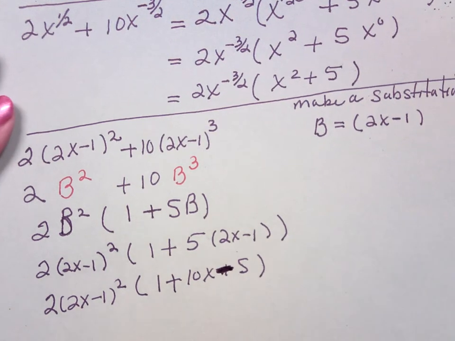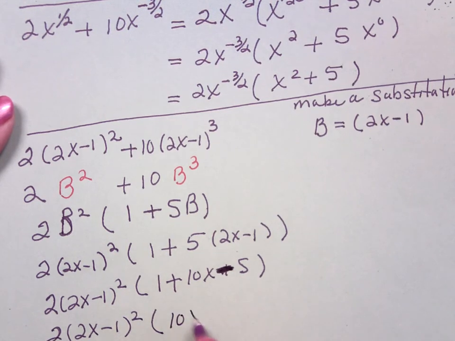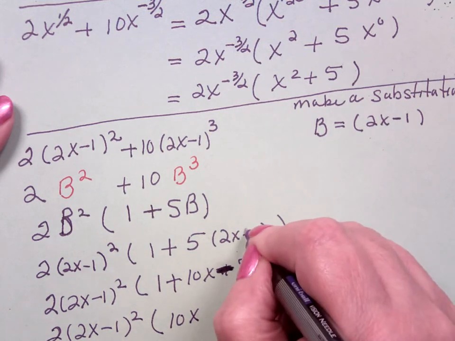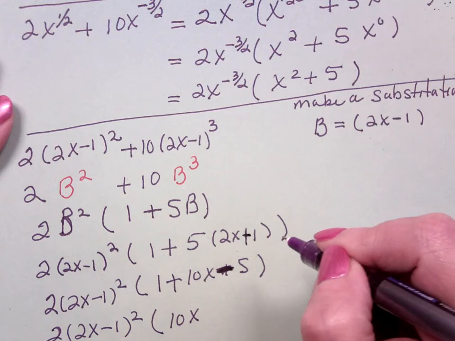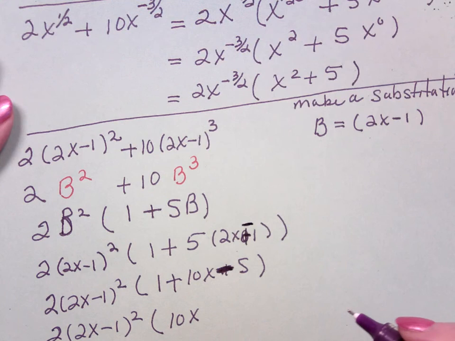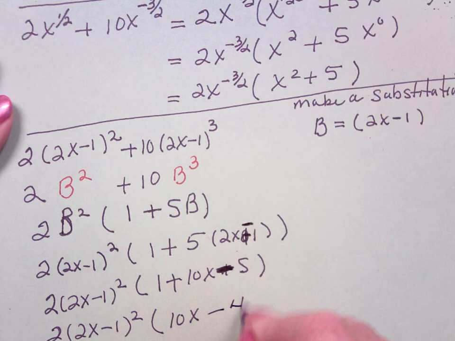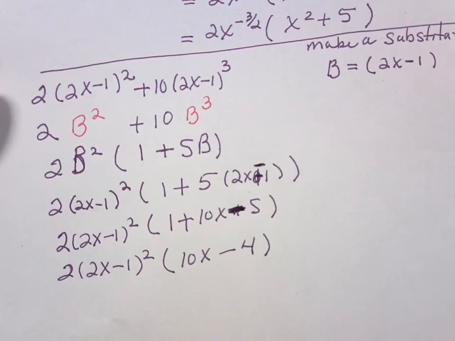Now combine like terms. And I'm going to get a 10x. This should be a plus. Is that a plus? No, it's a minus. And I'm going to get a minus 4. But I'm still not done. By the way, if this were an equation I'm going to solve, I could actually leave it in this form.